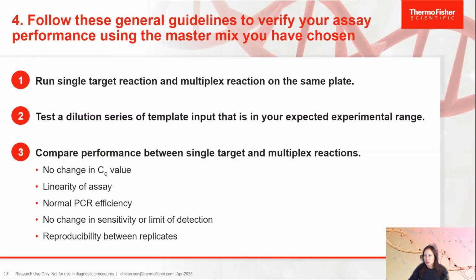Some metrics you could look at are that the Cq value doesn't change with scale up, the assay remains linear, the amplification efficiency is normal, you're not losing sensitivity or LOD, and that there is reproducibility between replicates.